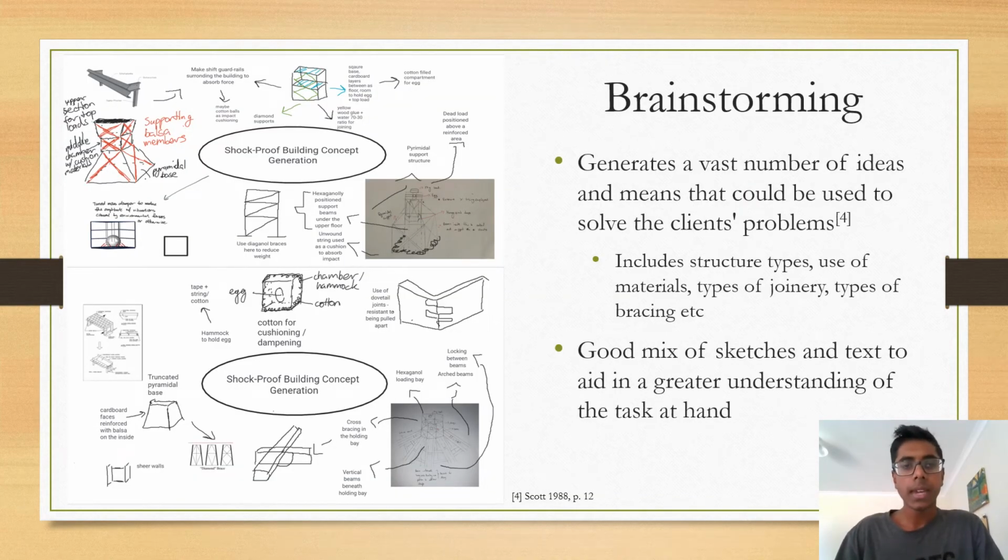Now, brainstorming is a mechanism of concept generation where initial ideas to solve the client's problems are laid out roughly. It produces both concept solutions and means of generating other concept solutions, such as identifying the different types of braces that could be used in a building. It comprises both sketches and text to enhance the team's understanding of others' ideas as well as the task at hand. The images shown on this slide are screenshots of our brainstorming stage.